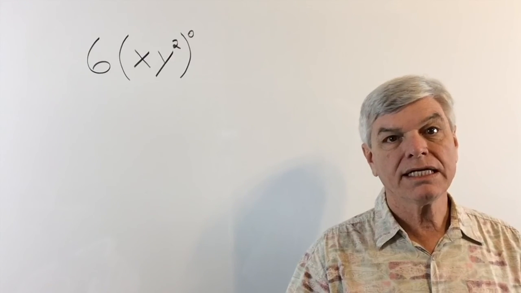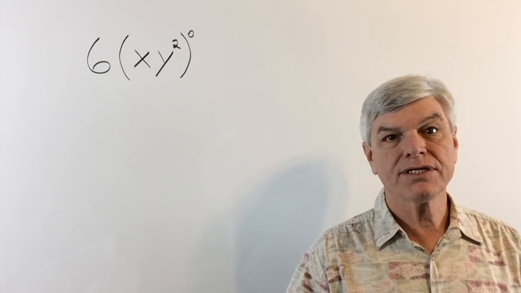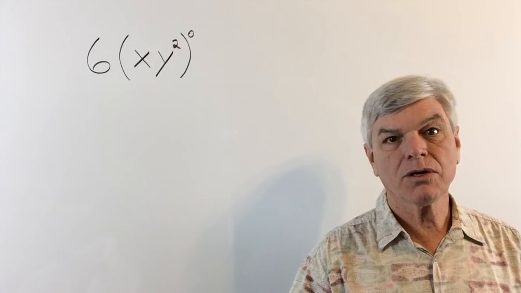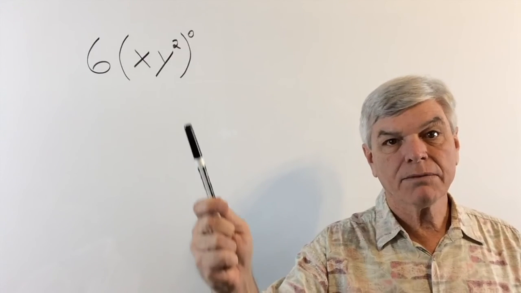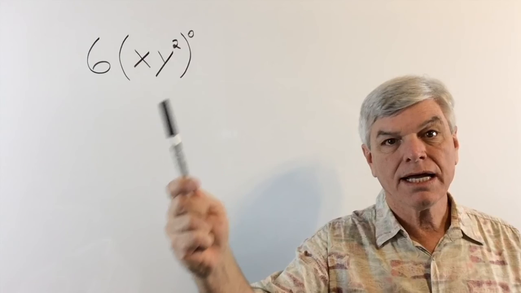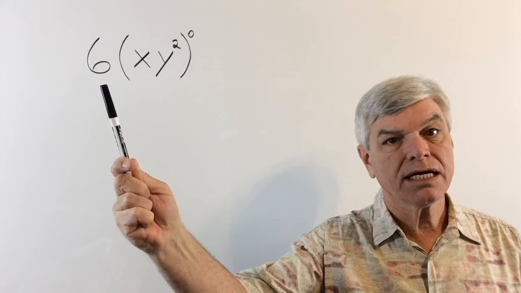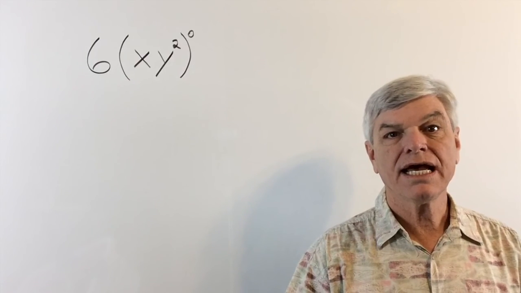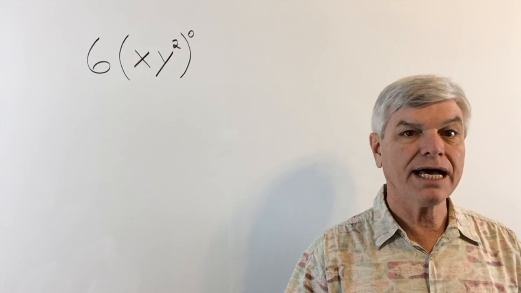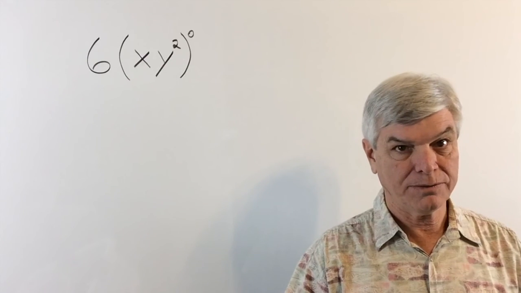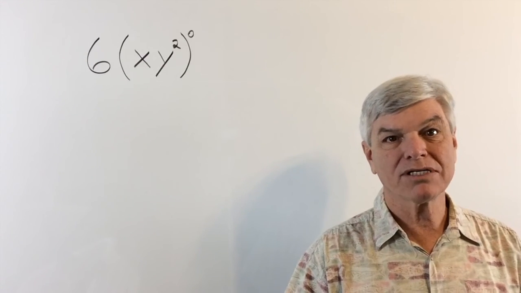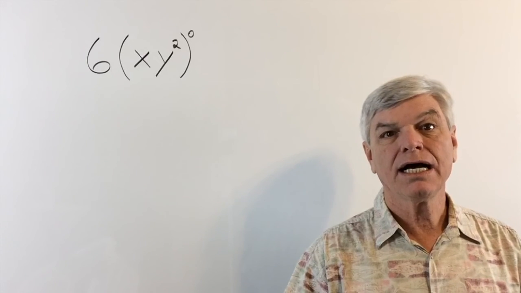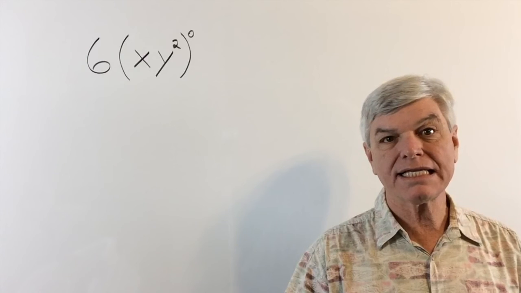Therefore, it is going to be applied to everything that is in the parentheses. So it applies to the x, it applies to the y squared, it applies to the, no, it doesn't apply to the 6 because the 6 is not in the parentheses. And the exponent only applies to the thing that it's next to. Now, I know that's not precise mathematical language, but that's really the way it works. An exponent applies to the thing that it's next to.